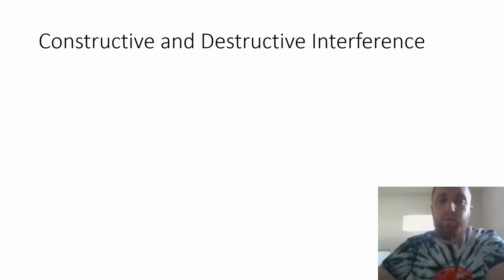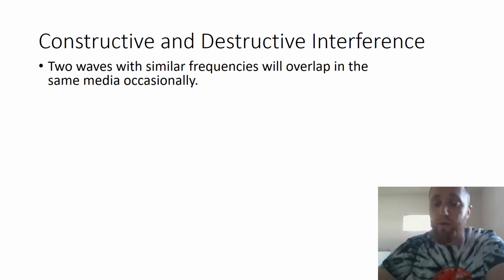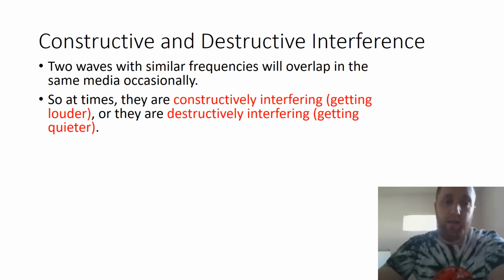We'll do a couple practice problems with it. Back to constructive and destructive interference. This is important because it gets to the heart of music and why music works the way that it does. When two waves with similar frequencies overlap in a medium, and it doesn't have to be just similar frequencies, but if the frequencies are too different, we would never notice that this can happen.